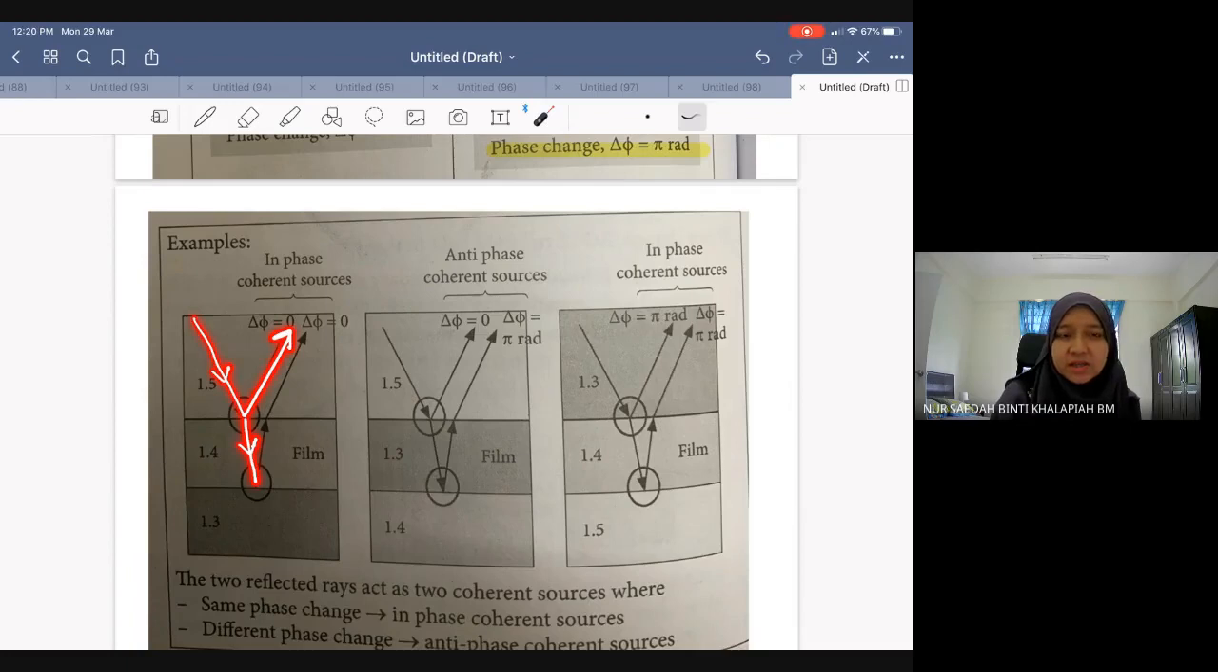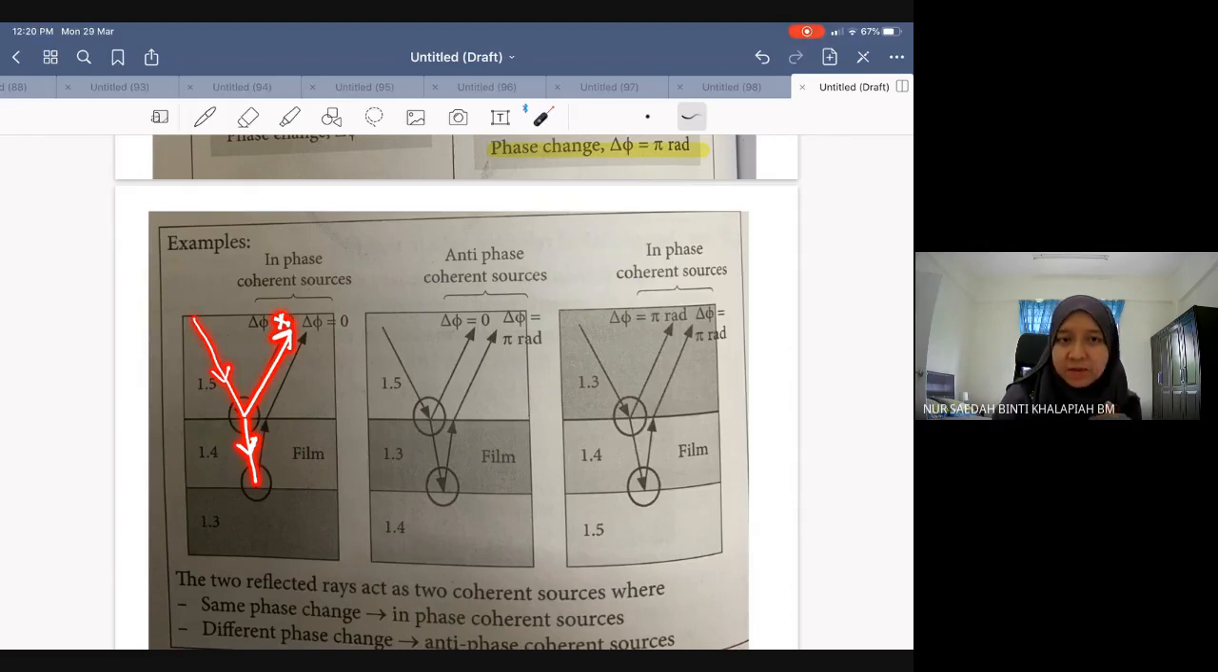Since the incident ray is from a higher refractive index to a lower refractive index, there is no phase change of the reflected ray. Reflected ray 1 has no phase change, so the phase change value is 0. Now the second part: the refracted ray of the film touches the back surface of the film.